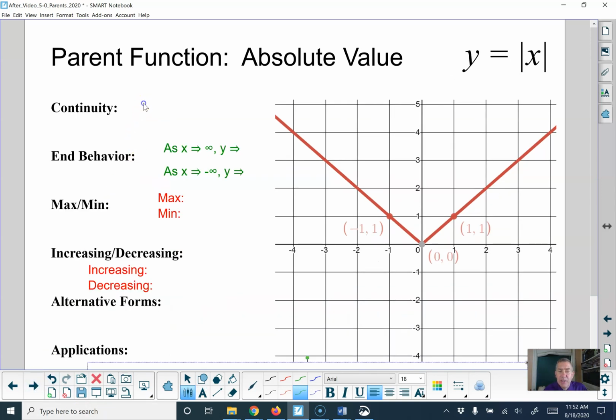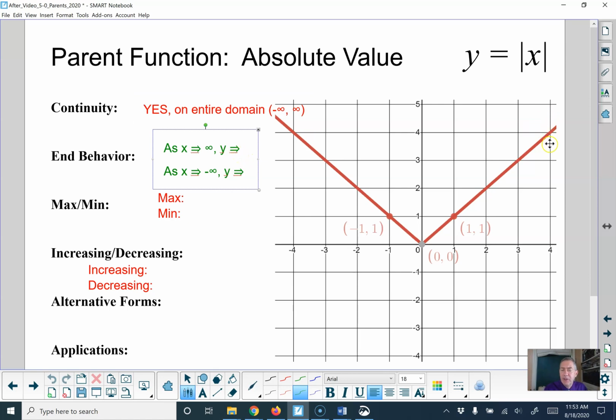It is, however, continuous. If you draw this, you can draw the whole thing without picking up your pencil. So yes, it is continuous on the entire domain, negative infinity to infinity.